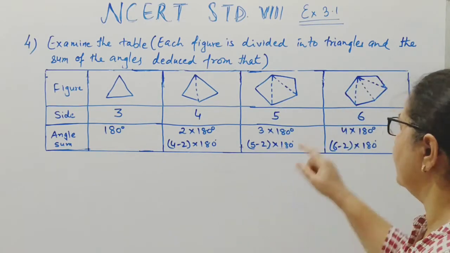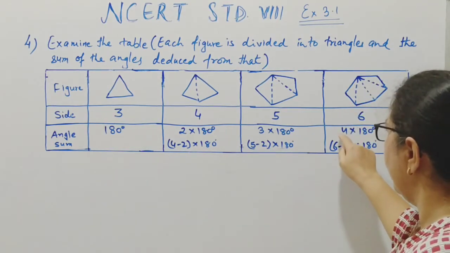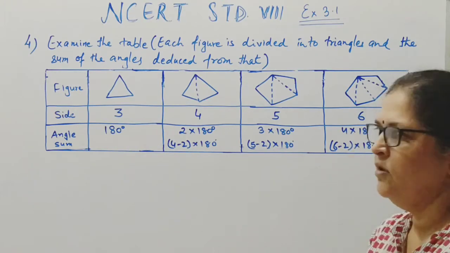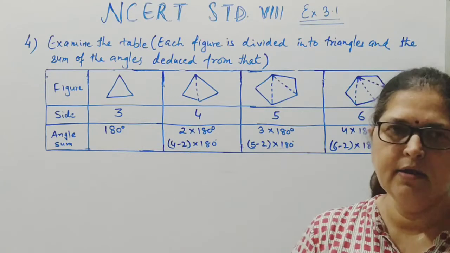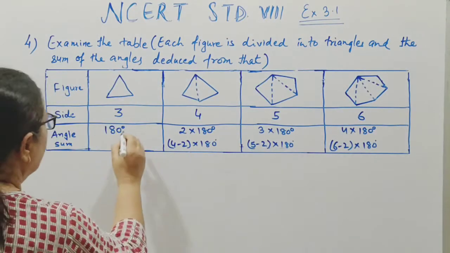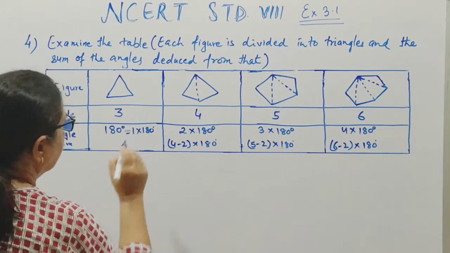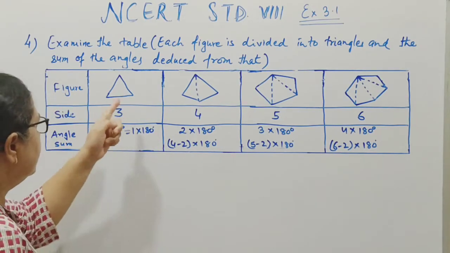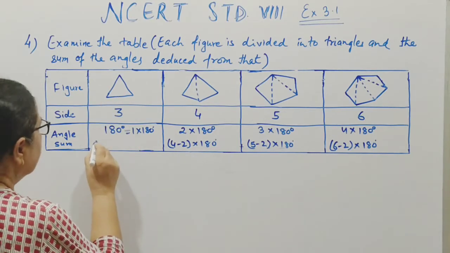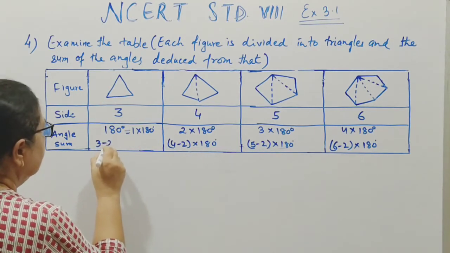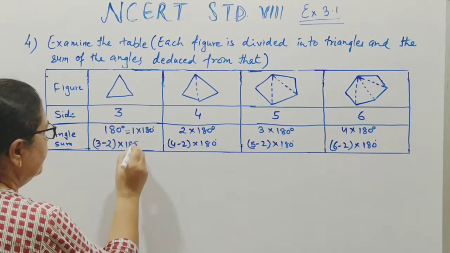Next is the hexagon. Hexagon is divided into four triangles. So the sum of all the angles is 4 times 180 degrees. So what do we deduce from here? So for the first one we can write 180 as 1 into 180 degrees. So what is the relation between the total sum of all the angles and the number of sides? We can write this as number of sides minus 2 into 180 degrees.